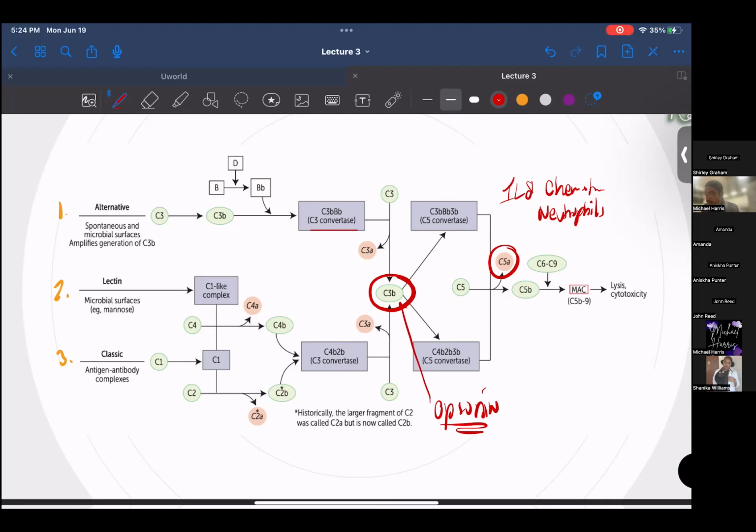Now, from there, you then have C5b all the way to C9 that forms this MAC. And MAC, like we said, pops holes in gram-negative bacteria. Okay. Any questions on that so far?